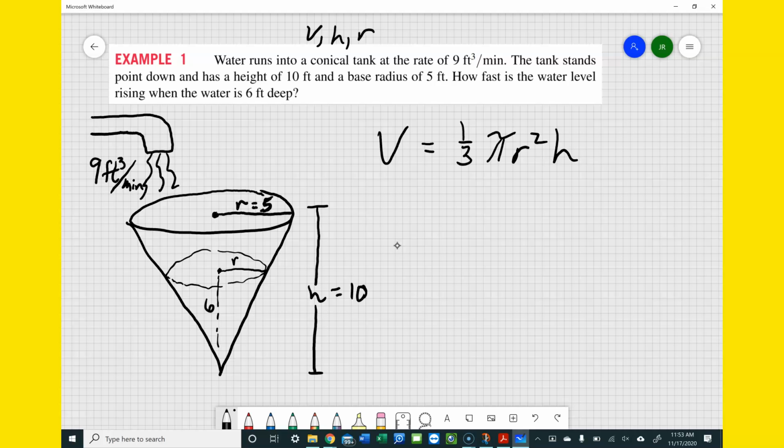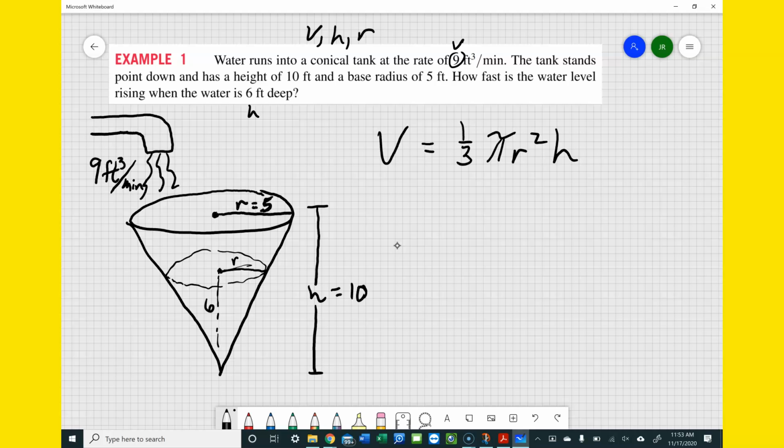So another key to these problems is that a lot of times you've got too many variables to deal with. Like we have 3 variables to deal with here. And what do I get information about? I have the height here, and I have the rate the volume is changing here, and I'm looking for the rate the height is changing, so I'm looking for dh/dt, but I'm not given any information about the radius at this moment. So I want to try to eliminate that r variable by expressing it in terms of h.